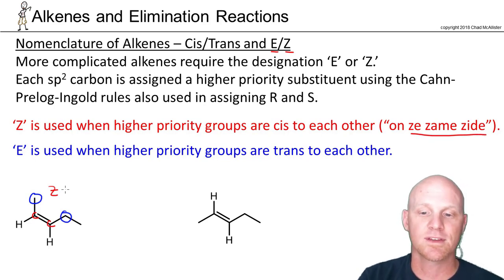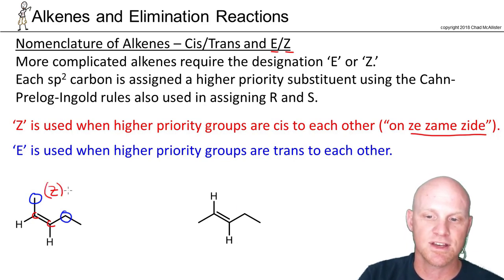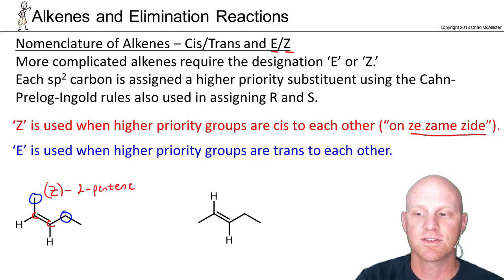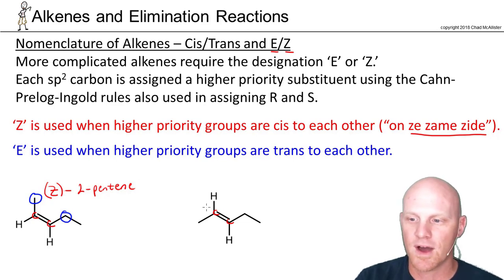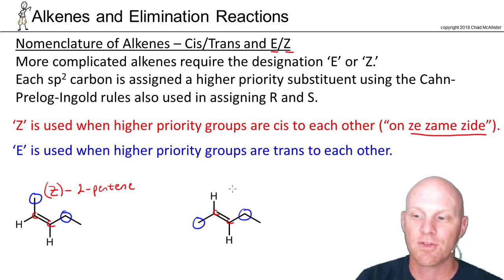So in this case, instead of calling this cis-2-pentene, we could call it (Z)-2-pentene, or again, (Z)-pent-2-ene, same difference. If you did the same thing on the molecule over here, the sp2 carbon on the left is bonded to a hydrogen and a carbon, and again, the carbon gets the higher priority, and a hydrogen and a carbon for the one on the right, and again, the carbon gets the higher priority, and now they're trans to each other.